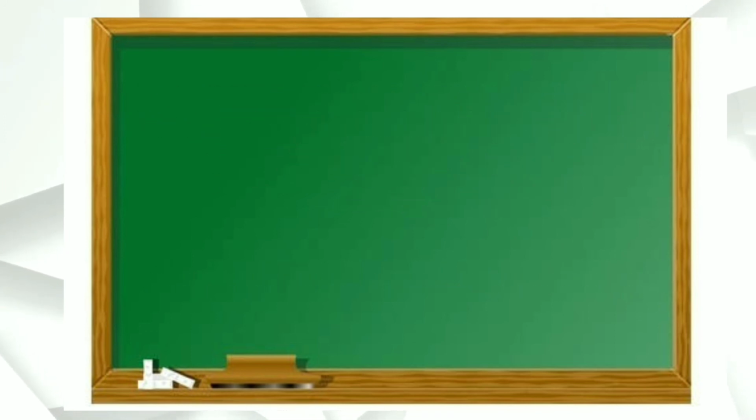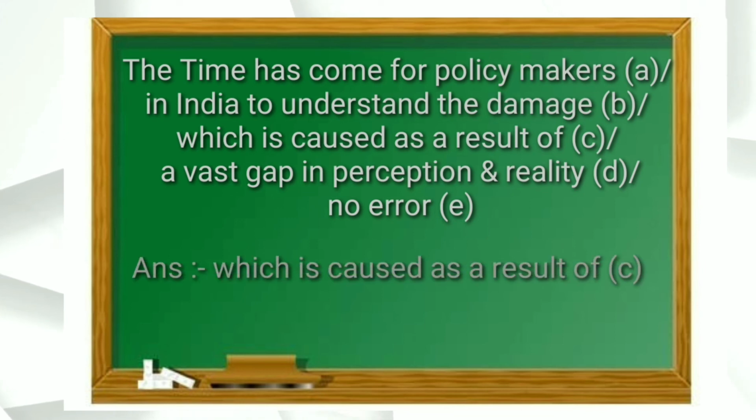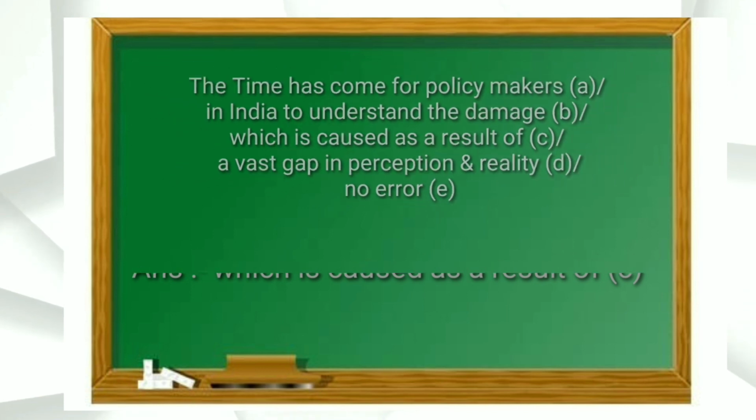Question number 6. The time has come for policymakers in India to understand the damage which is caused as a result of a vast gap in perception and reality. No error. The right answer is option C. In this, the phrase is changed to "has been" to correct the error of tense, to indicate that the damage has been done, in the present perfect. Hence, option C is the right answer.